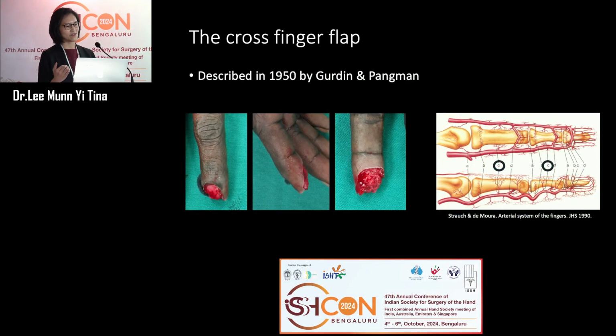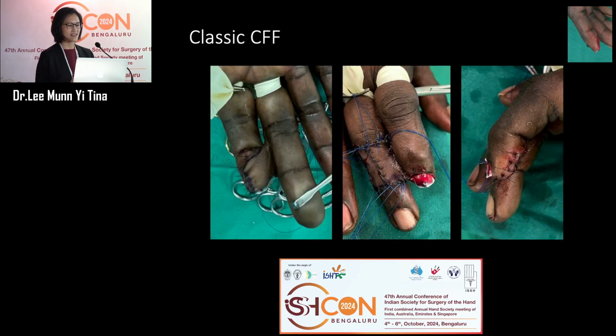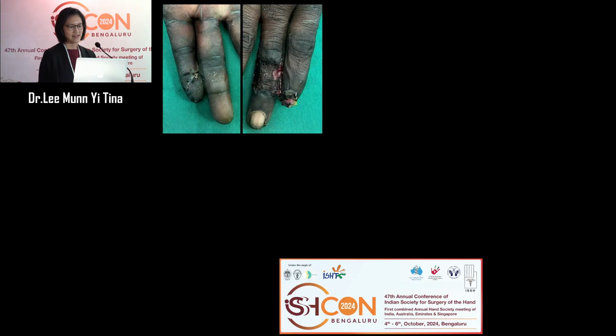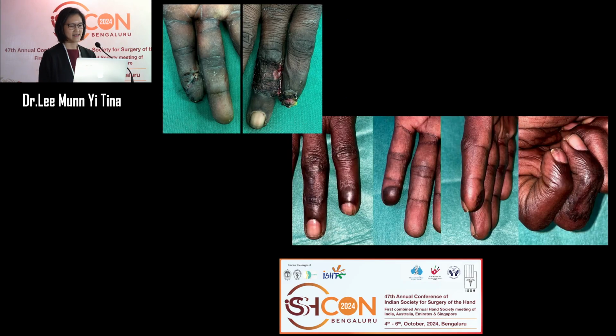It was originally described as a random pattern flap, but we now know that it is vascularized by the dorsal vessels that branch out from the digital arteries. So for a classic cross-finger flap, we take a rectangular flap from the dorsum of a segment of the adjacent digit and then sling it over and flip it over to cover the volar unfavorable pulp loss amputation. The flap is then divided at 2 to 3 weeks.